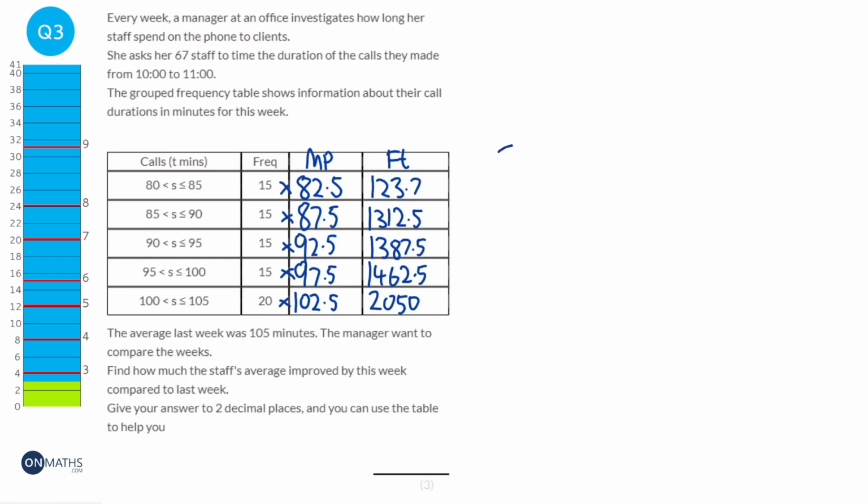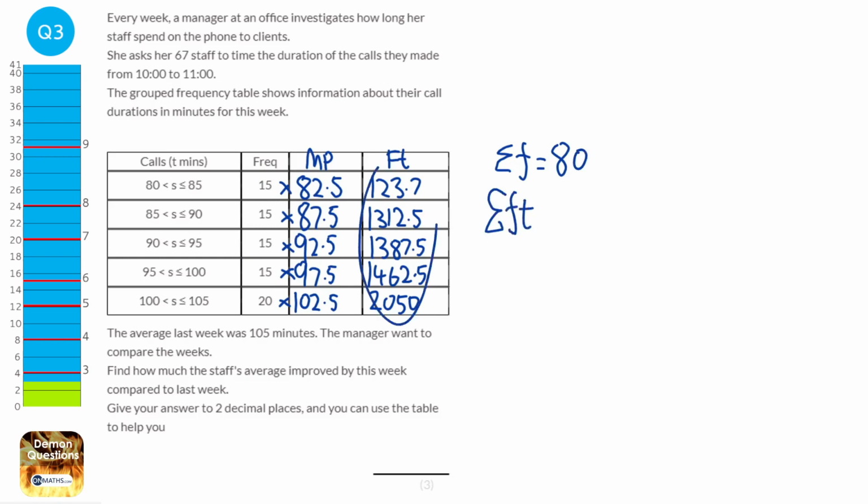Right, next we need to add up the frequencies and add up the FTs. So we're going to have the sum of the frequencies. So I'm just adding all this column up, and that will be 80. And we have sum of the FT. And so we're going to just add this column up here. And so that would be 7,450. So what this column represents is all the numbers added up together. This column represents how many numbers we have.